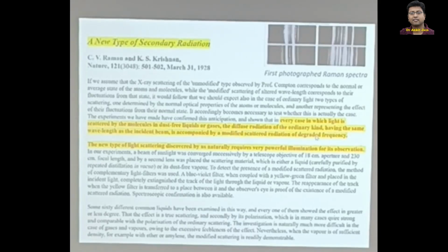So when the light was incident onto a material, we could see some different wavelength than the incident light when we passed it through a material. That means the material was interacting with the incoming light and it was scattering and giving some other wavelengths.